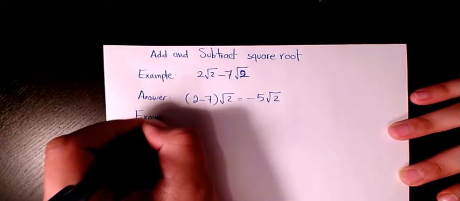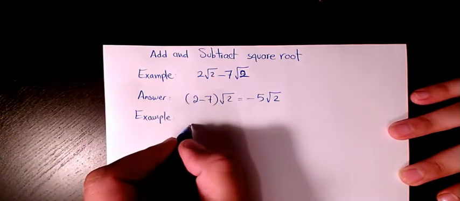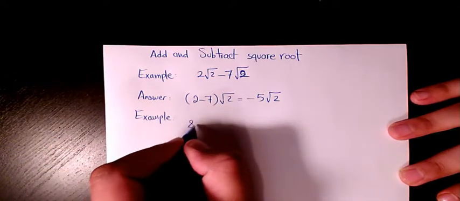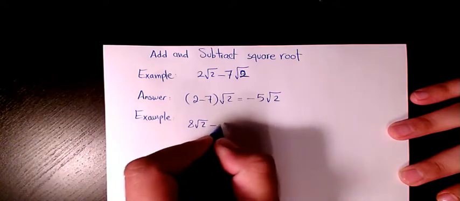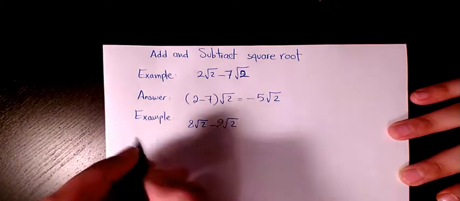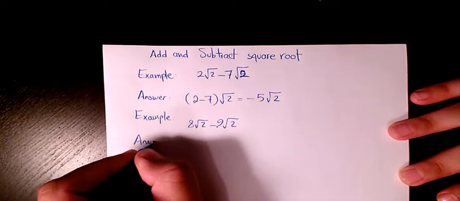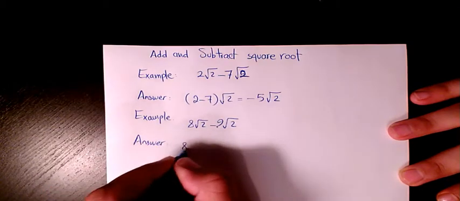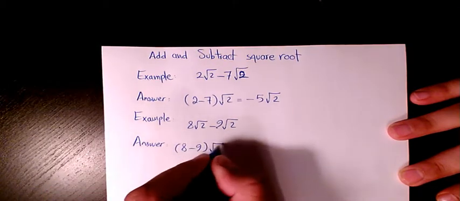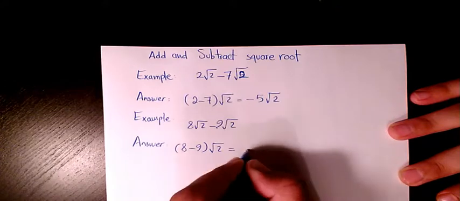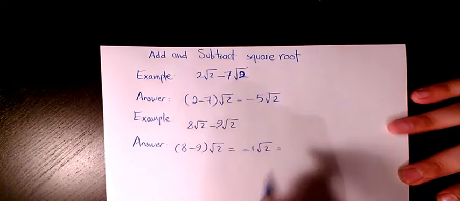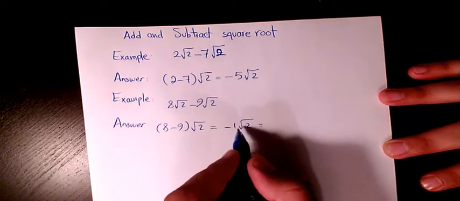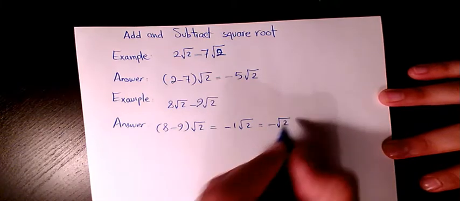Next example, we have 8 root 2 minus 9 root 2. The answer is 8 minus 9 times root 2, or negative 1 root 2. We normally don't write the 1, so it's going to be negative root 2.